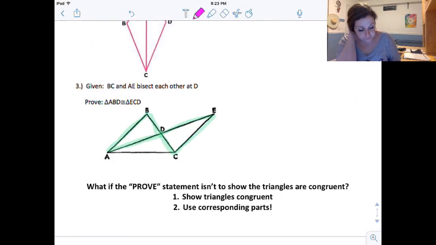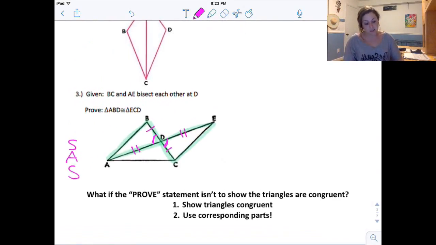So, first of all, my good old friends, vertical angles. They're hanging out. So I already know that. Now my given says BC and AE bisect each other. That means they cut each other in half. So BC gets bisected and AE gets bisected. So once I mark that, I see here that I have SAS. That's my plan. So let's start this puppy out.